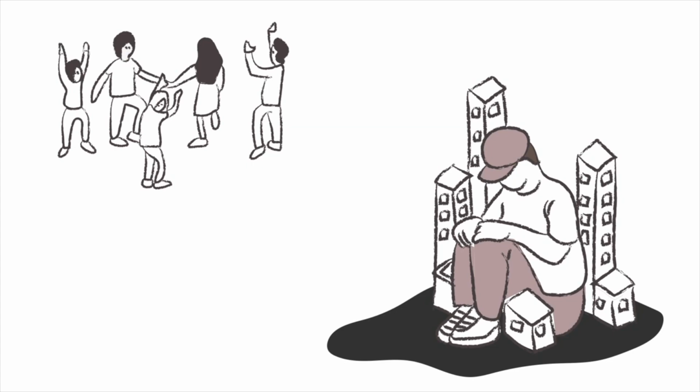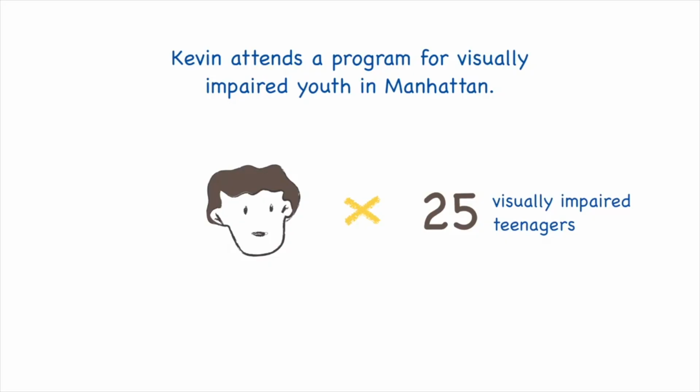From that day on, Kevin was legally blind. Previously social and outgoing, Kevin was now fearful of the outside world. He didn't go out as often because he felt terrified to communicate with others. In the winter of 2018, his parents brought him to a program for visually impaired teenagers in New York City to help him build his independence.